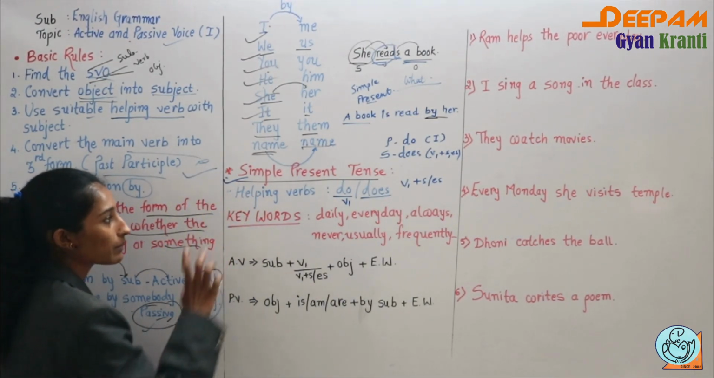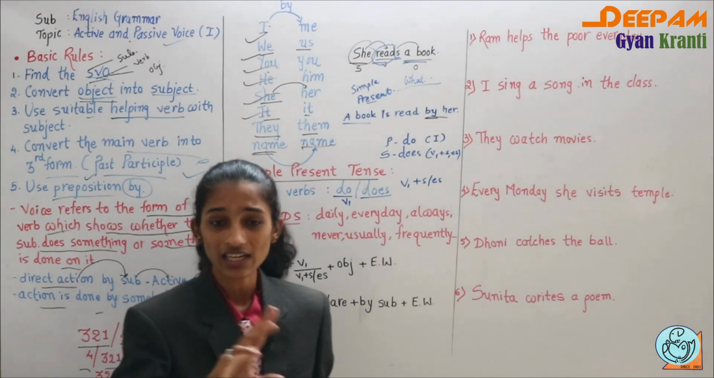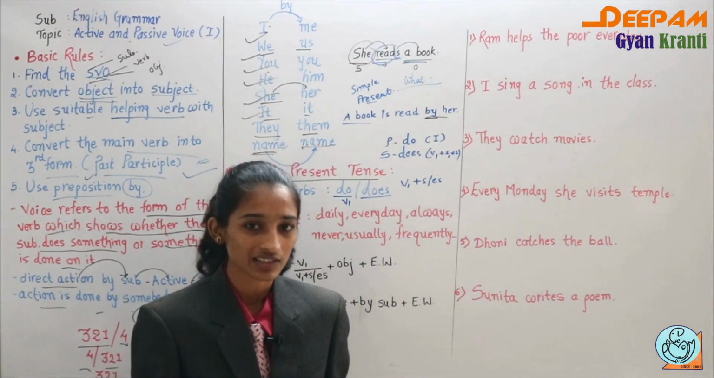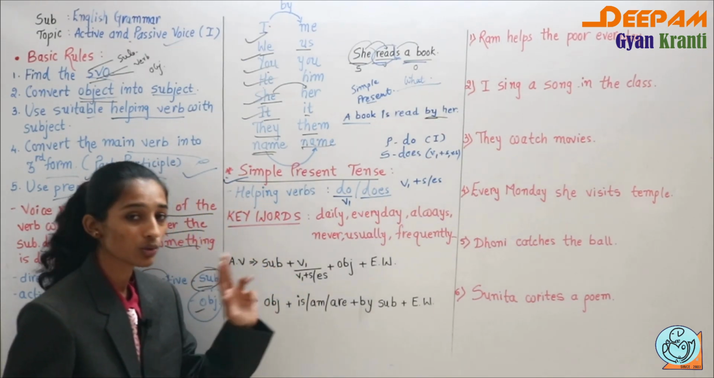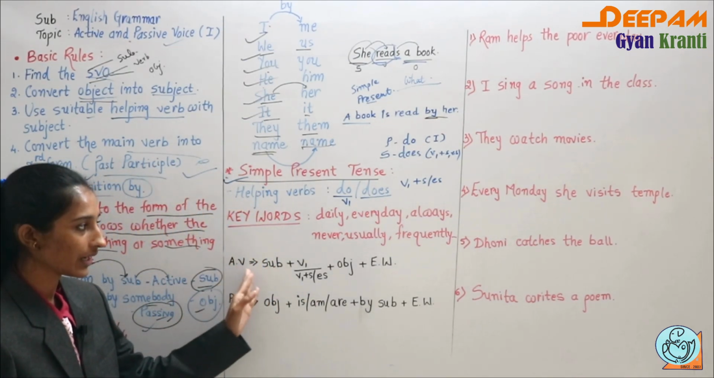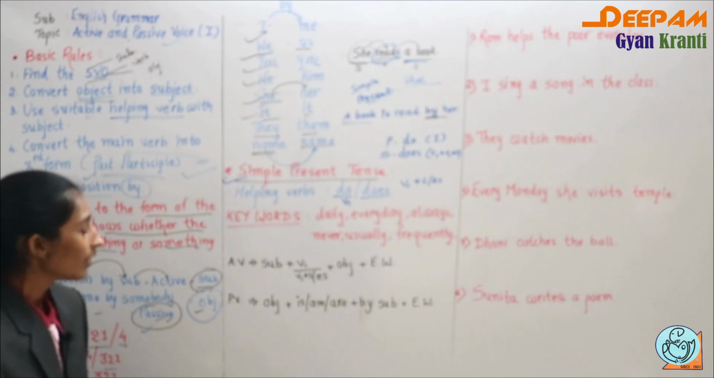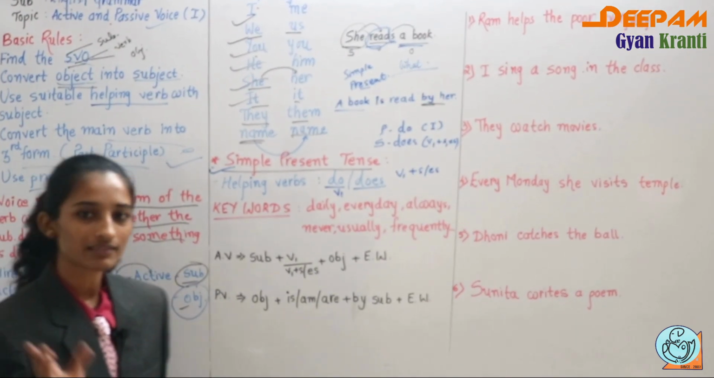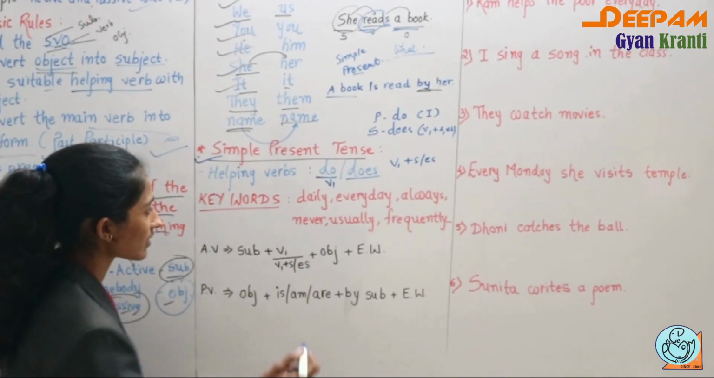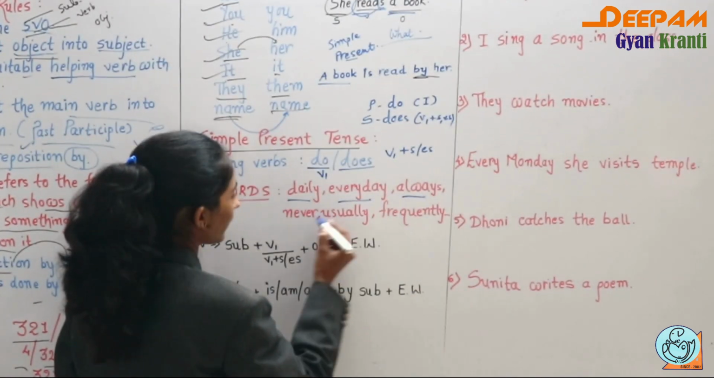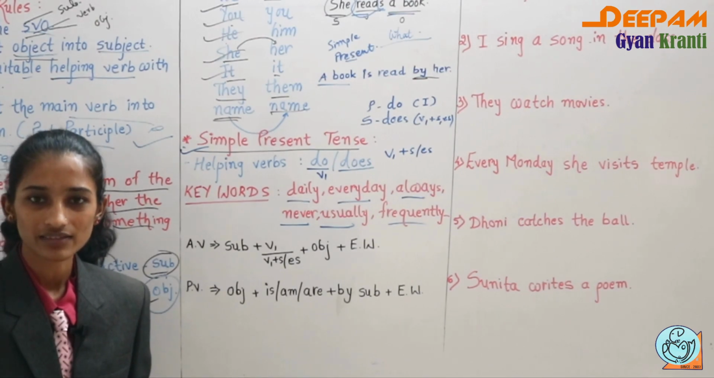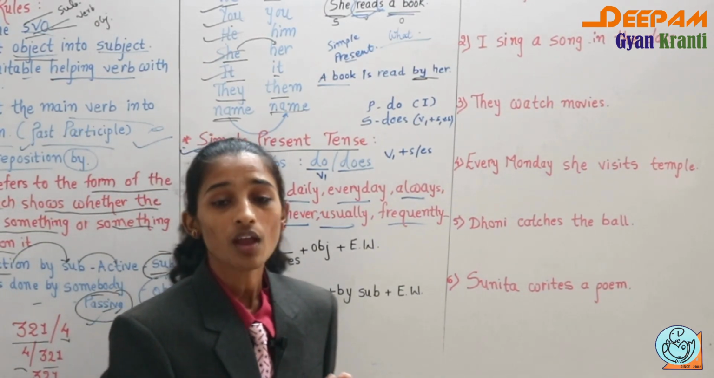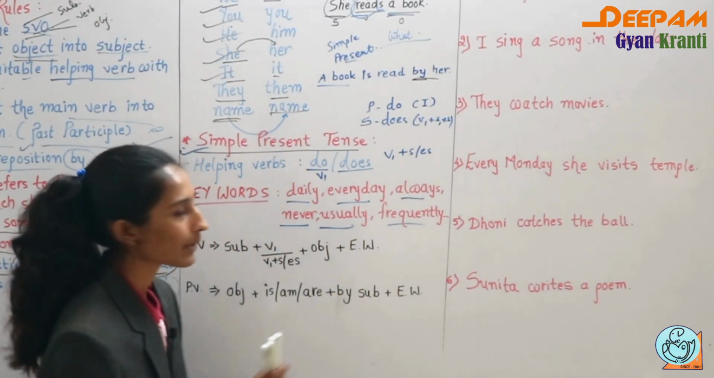Okay, now simple present tense should be clear in your mind. Still, if you have not seen the simple present tense, then go and search in the playlist. The video is there, so watch that video and then you can easily do it. Now, keywords of simple present tense. Earlier also we have discussed: daily, everyday, always, never, usually, frequently. Then if scientific rules or mathematical rules are there, we include all of these in simple present tense.